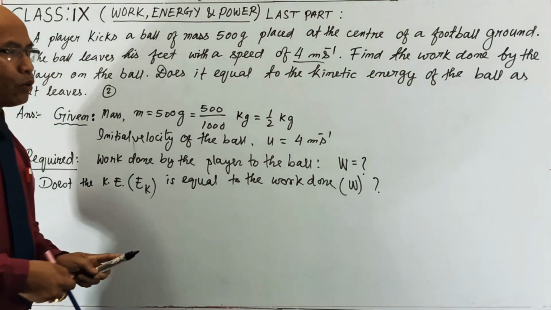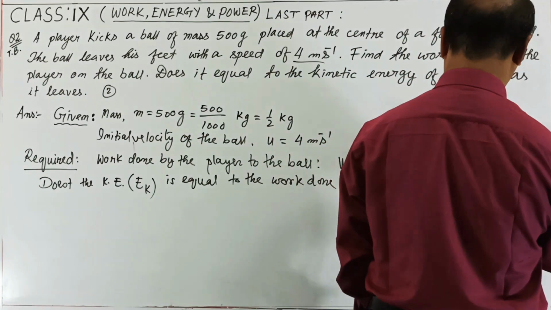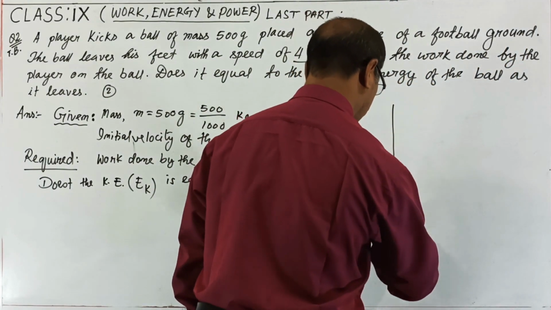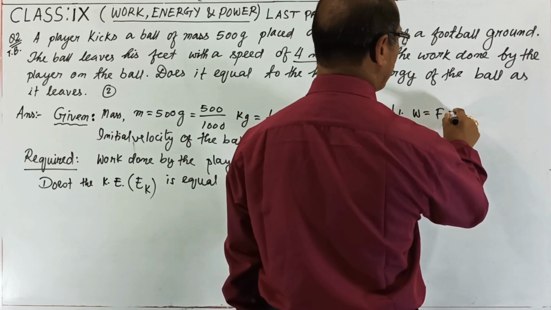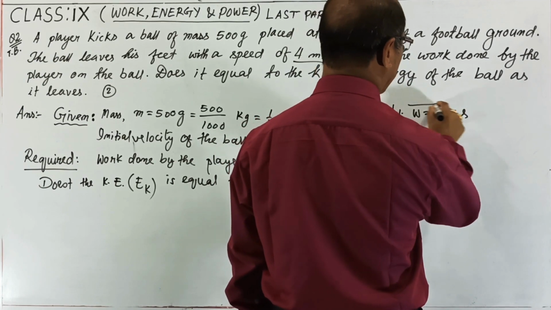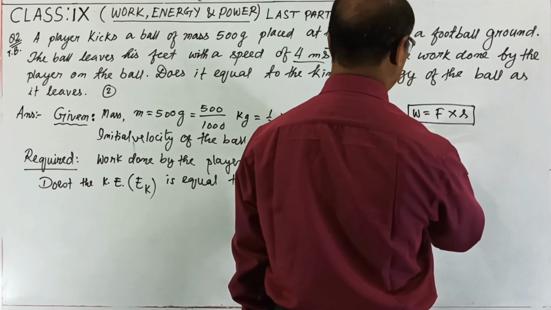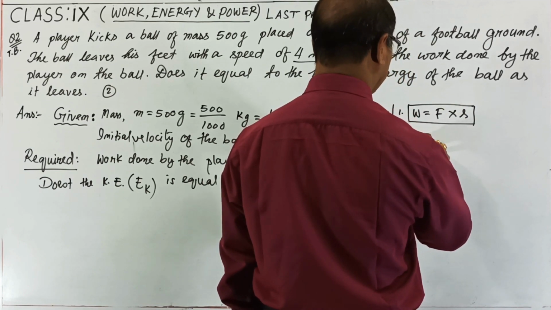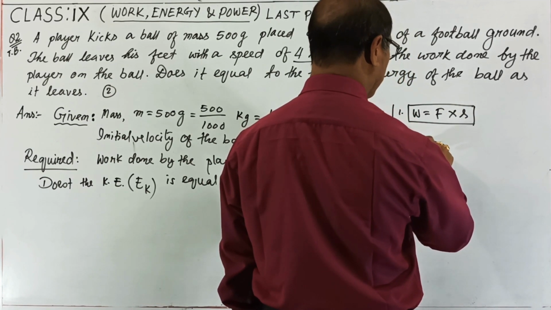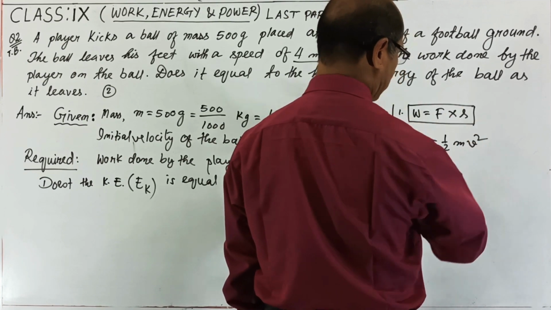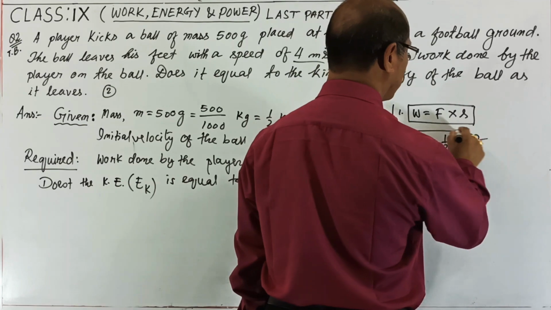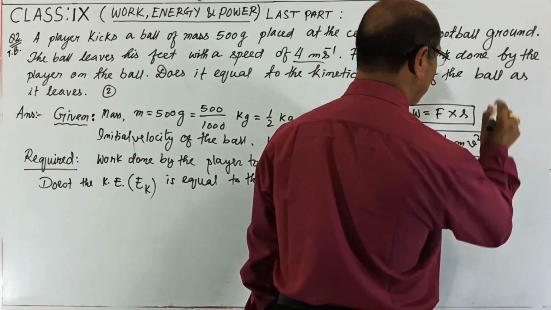Work done formula is force times displacement. And kinetic energy is half mv squared. These are the formulas.